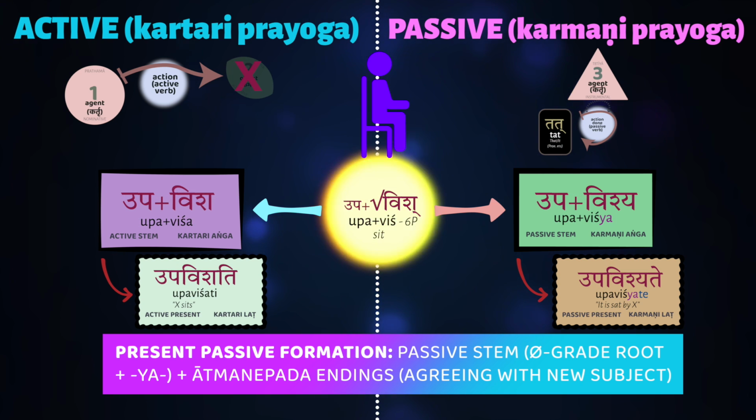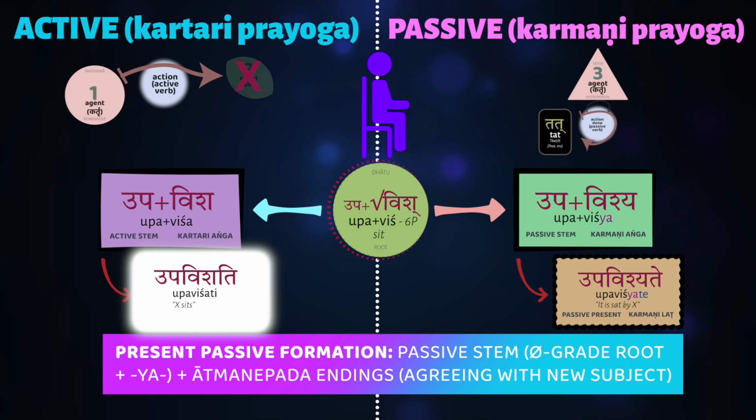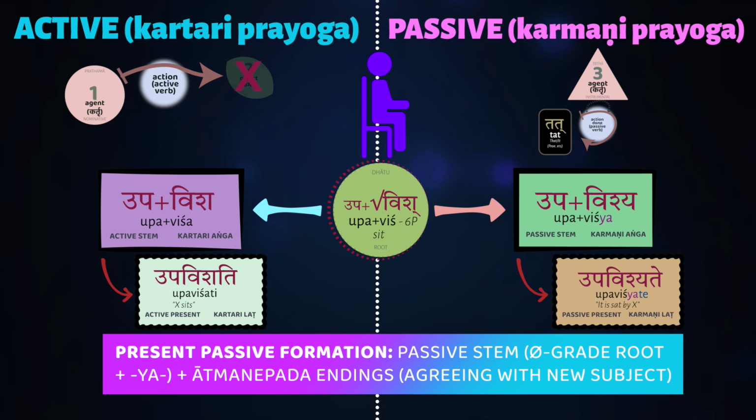Upa plus vish, meaning to sit, gives you upavishati in the active present. He, she, it is sitting. This becomes upavishyate in the passive construction. It's going to be an intransitive passive because you can't have a direct object of sitting. Abhave prayoga. It would mean something like it's being sat by so-and-so, meaning so-and-so is sitting.